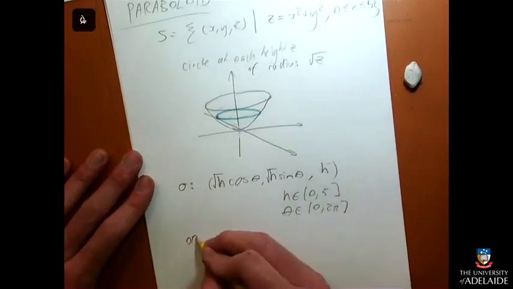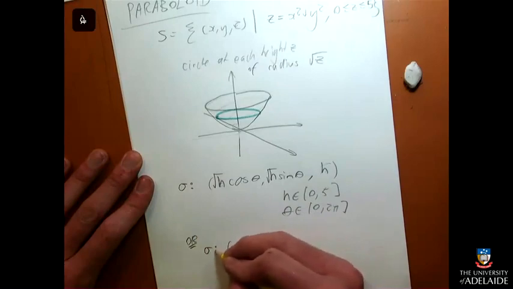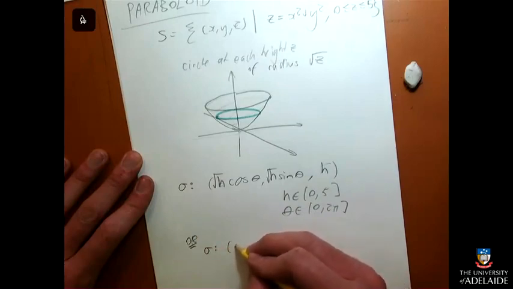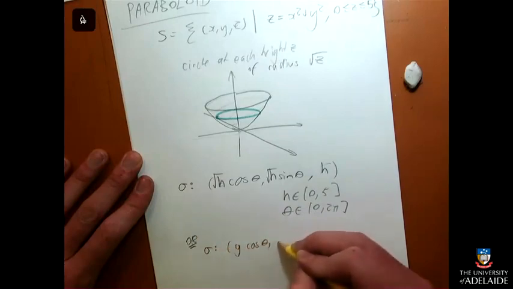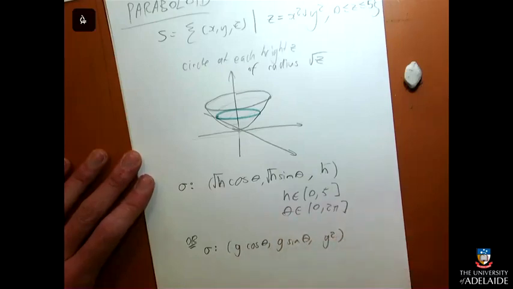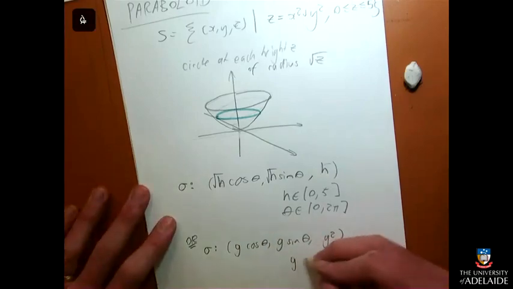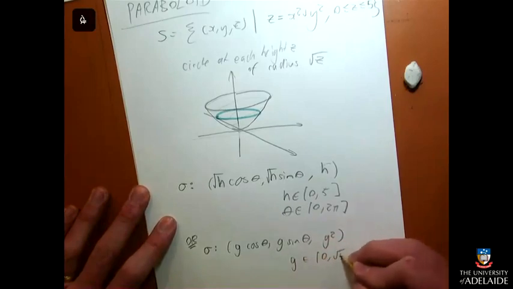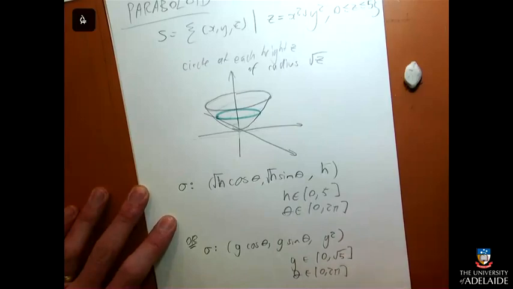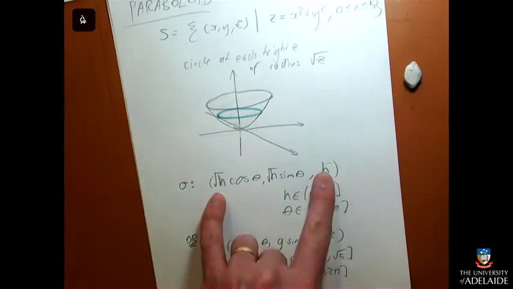Or I could have done it that way and just called g squared h, and then the g goes from 0 to root 5. And the reason why you might choose this one is because it's easier to differentiate than this one with respect to the h.